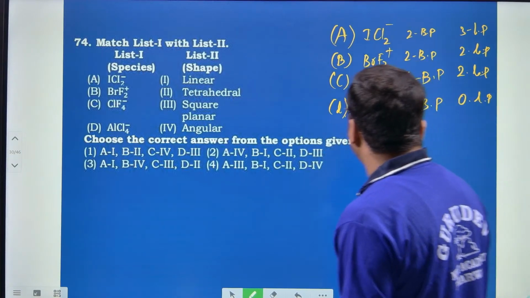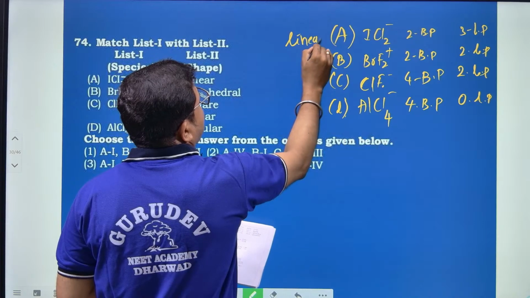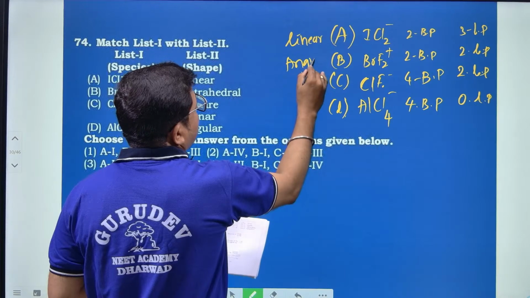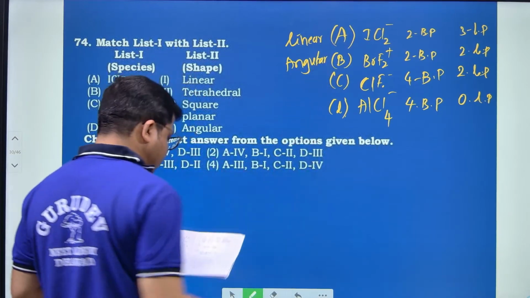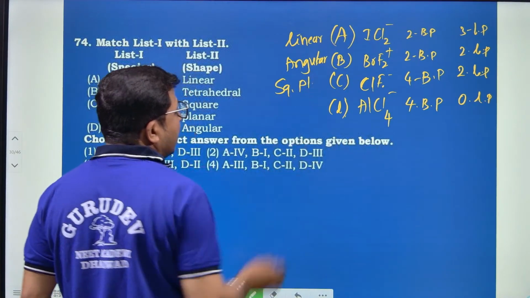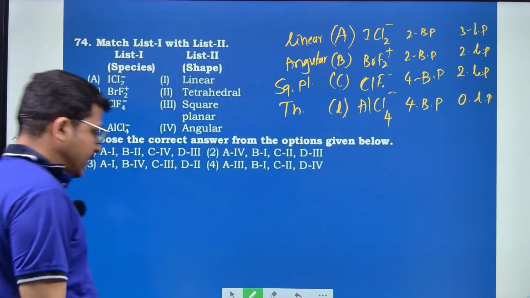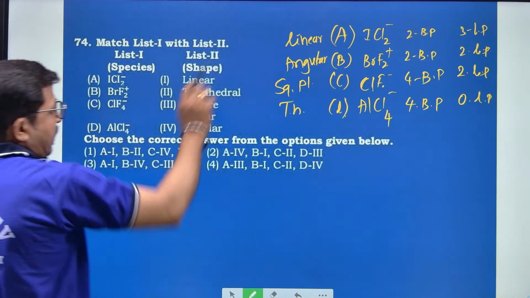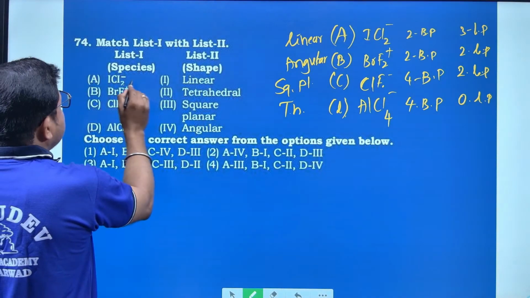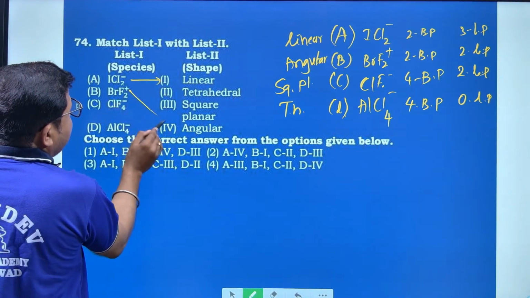So in these, the first one follows linear, the second one follows angular, the third one follows square planar, and the fourth follows tetrahedral. So look at this one. Option A is linear, so no problem at all. Option B is angular.